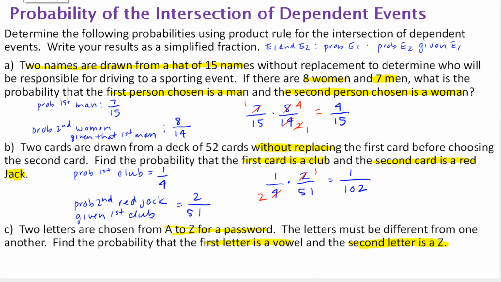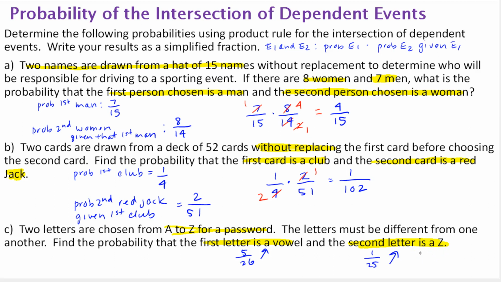Okay, so let's not write all of these out. We're just going to put them underneath here. So the probability that the first letter is a vowel, well, we said 5 out of 26 cards are vowels. And for the second letter, only one of them is a Z, but we've already chosen a vowel, so there's only 25 cards left. So we have 1 out of 25 is the probability the second letter is a Z.